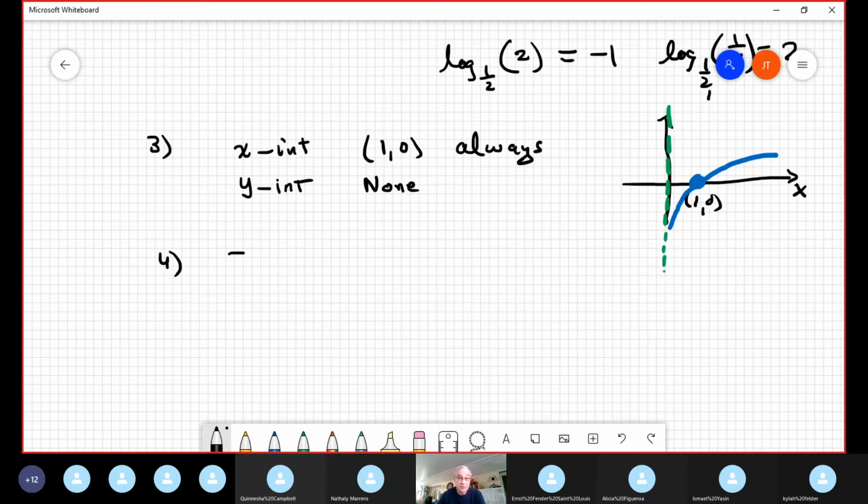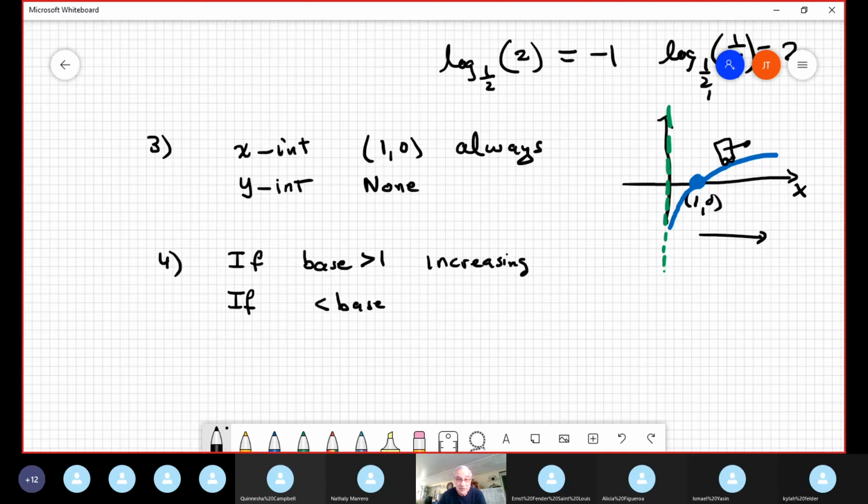Okay, and number four is one. Basically, if the base is a number greater than 1, the logarithm is an increasing function. So far we are studying only increasing. Remember, to determine increasing, the roller coaster goes up from left to right. And when the base is between 0 and 1, it's a decreasing function.